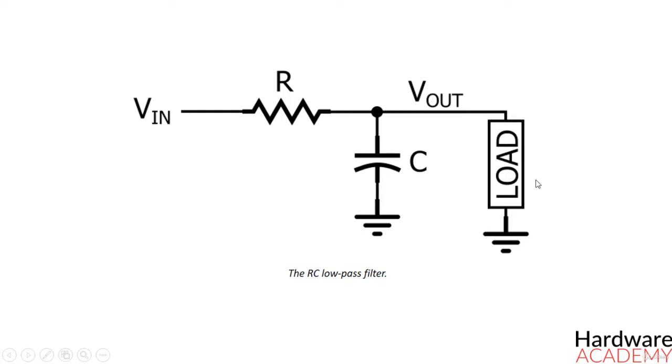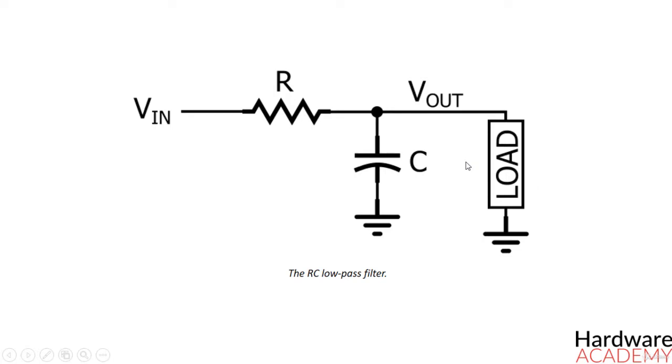In this diagram, the load is a single component, but in a real circuit it might be something much more complicated, such as an analog to digital converter, an amplifier, or the input stage of the oscilloscope that you are using to measure the response of the filter.